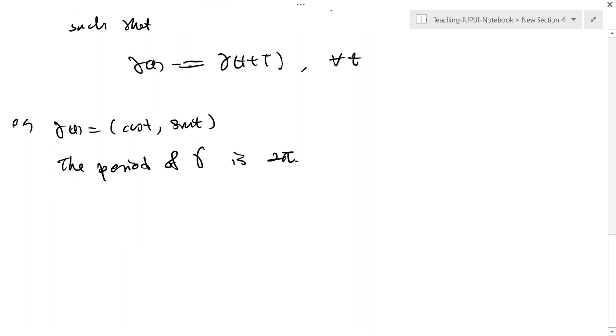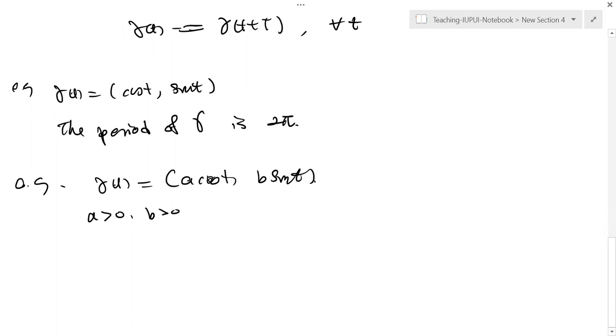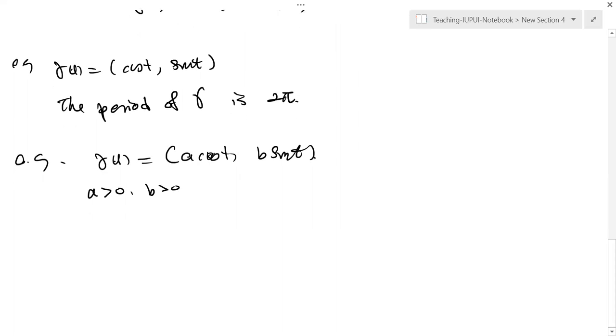And now we can even look at something more general. Here's another one: gamma(t) equals (a cosine t, b sine t), where a and b are positive numbers. Because both cosine t and sine t are periodic functions, clearly gamma(t + 2 pi) is gamma(t) for any t.